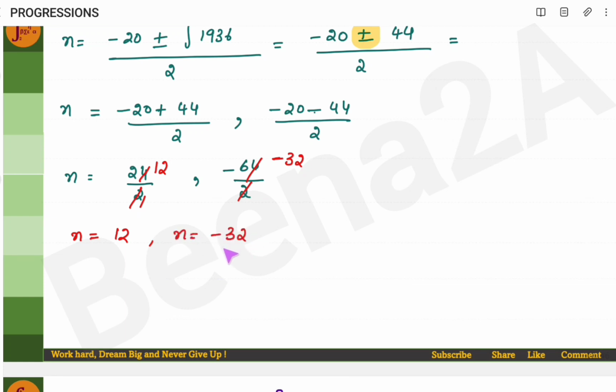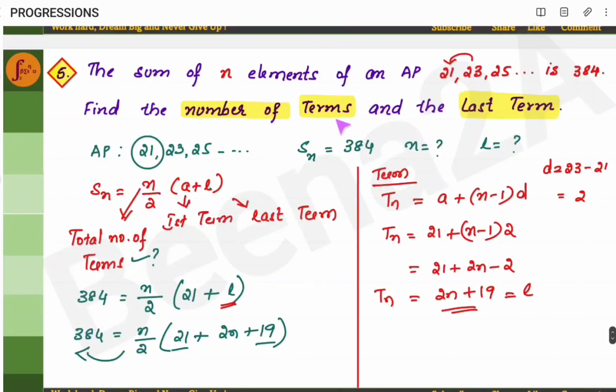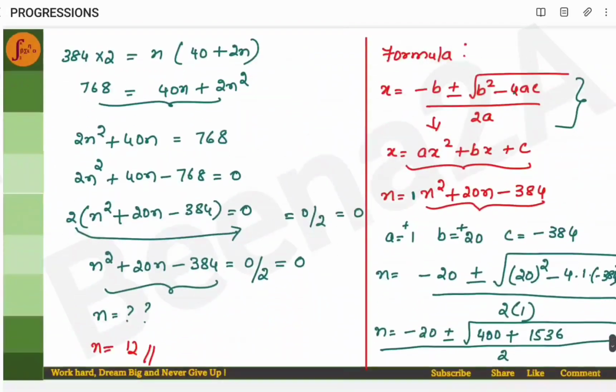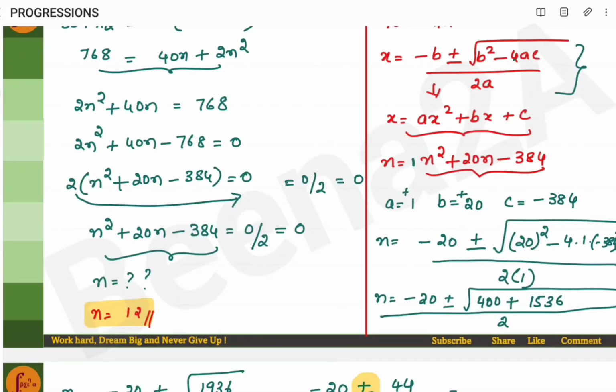Can I have a negative number of terms? No, right? So let me not consider this. Let me only consider the positive number. N is 12. I can have 12 terms. Can I have minus 32 terms? No, right? I cannot have a negative number of terms. So n is equal to 12. We have found out the number of terms. The number of terms is 12. Now what is the last term?